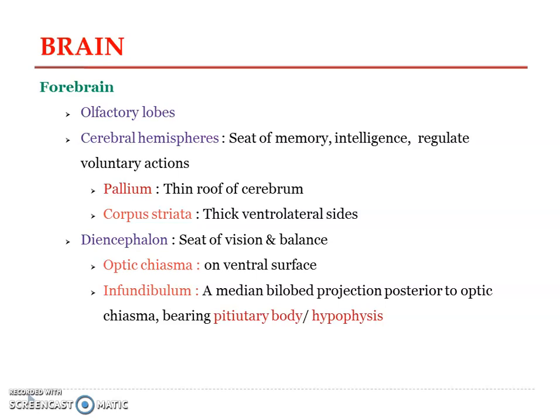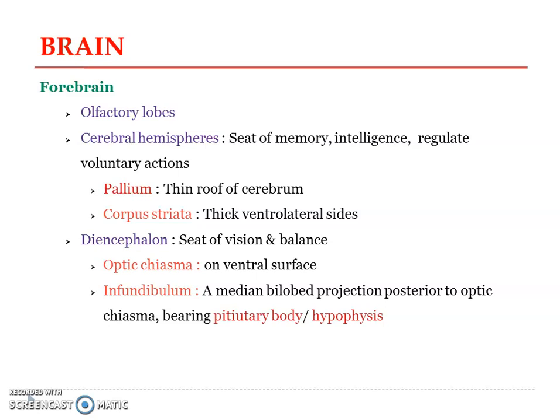The cerebral hemispheres are the forebrain structure which is responsible for memory and intelligence, and they regulate voluntary actions, right? While the diencephalon is concerned with vision and balance, that is equilibrium. Okay, so these are controlled or coordinated by the diencephalon.